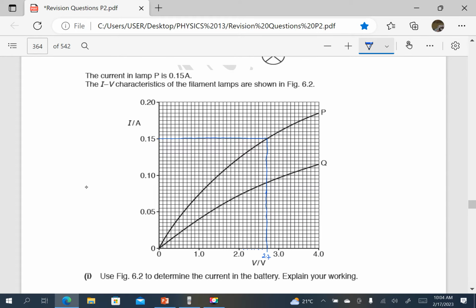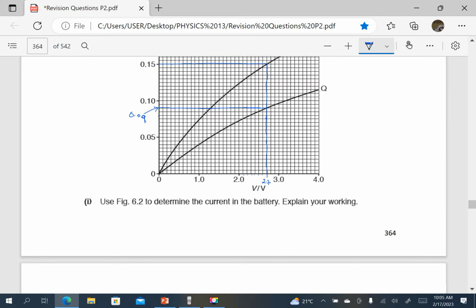Therefore, I can now check out the current through Q. So I'll just check where Q is here. That is the value for the current in Q. The scale on the vertical is 0.05 divided by 10, which is 0.005. So 1, 2, 3, 4, so this is going to be 0.09. Every two small squares will represent 0.01. So this is 0.09.